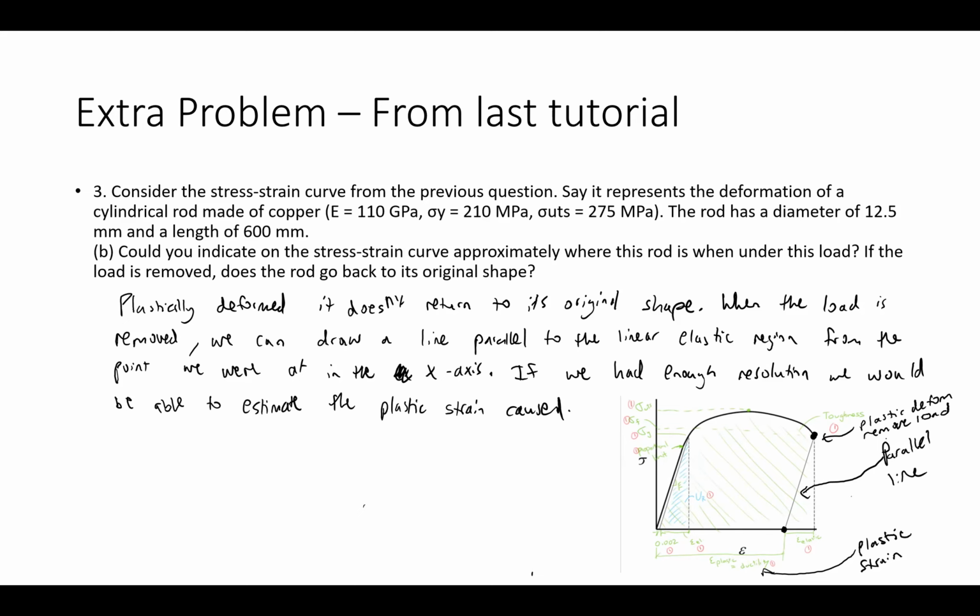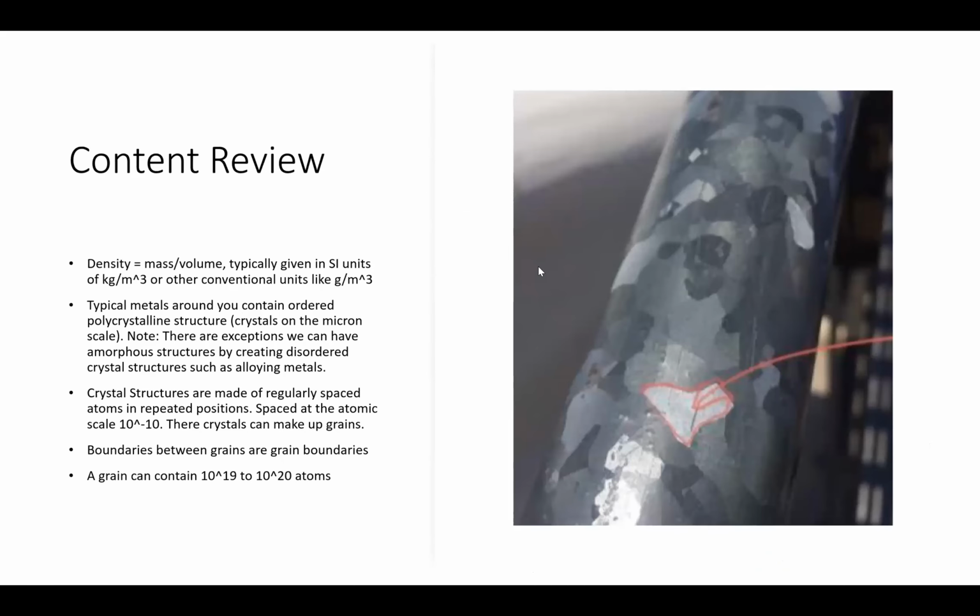Okay, moving on to this week. Some content review. Density is mass over volume. It's typically given in SI units of kilograms per meter cubed, or other conventional units like grams per centimeter cubed. Typical metals around you contain ordered polycrystalline structures, crystals on the micron scale. And note there are exceptions. We can have amorphous structures by creating disordered crystal structures, such as when we alloy metals.